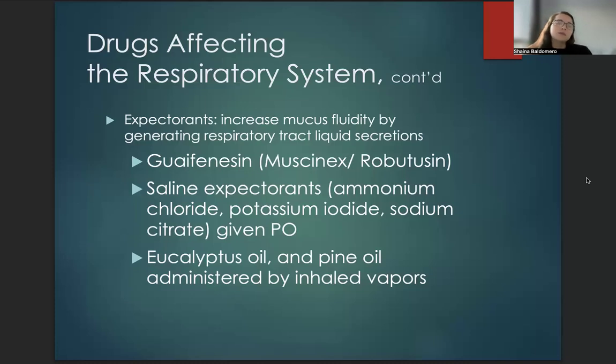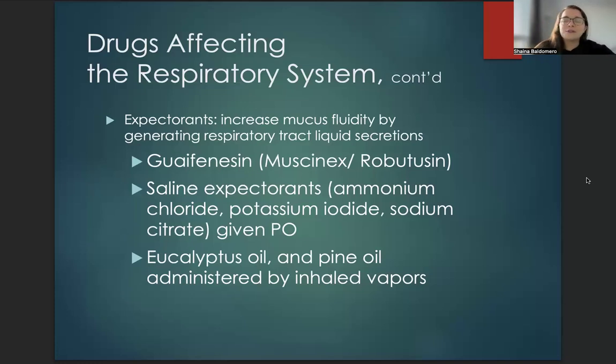We can also use another expectorant, which is saline. So this can be given by mouth. If you've ever seen the nose sprays or things like that to help invigorate and flush out those areas.